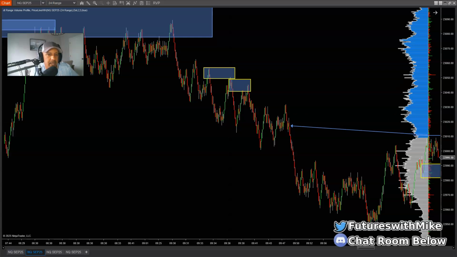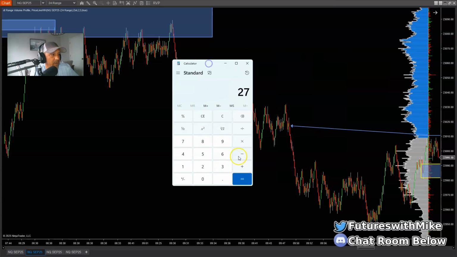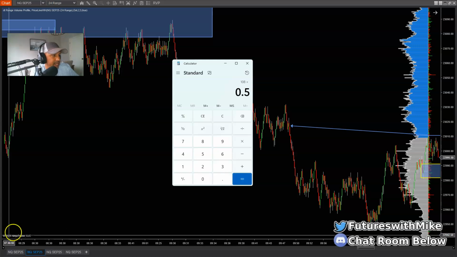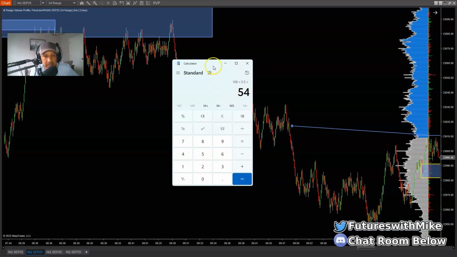So if you do that times four, because there are 4 ticks in every point, we'll just do the math real quick. Times 4, that's going to be 108 ticks, times 0.5 because each tick is worth 50 cents on the micro NASDAQ. Okay, micro NASDAQ there. That's going to give you $54 right there. So yeah, you met your daily quota, or your daily goal.